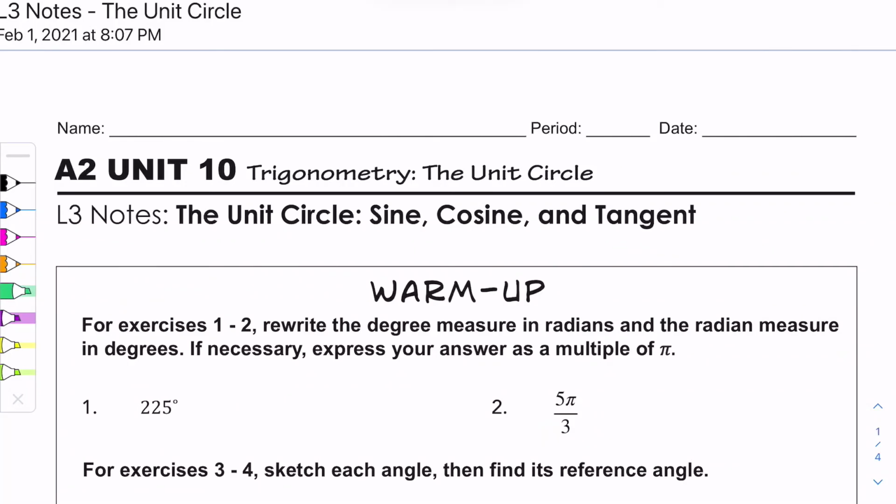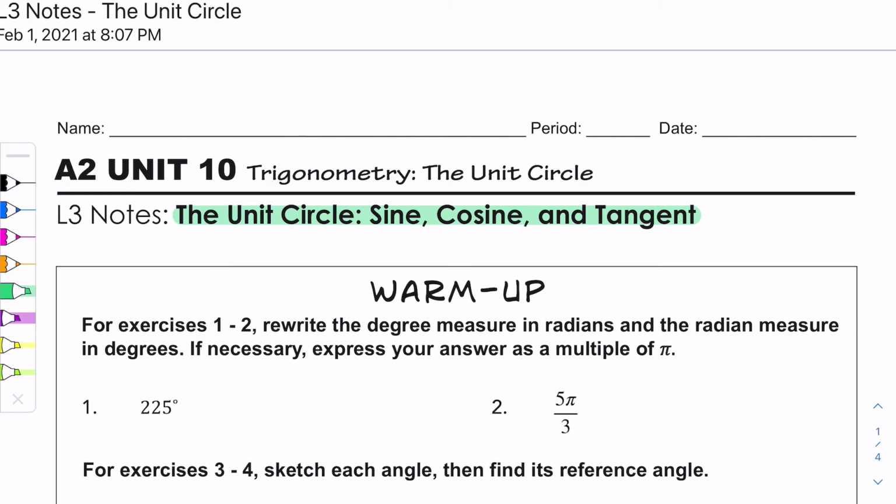Today we're going to learn about the unit circle, specifically sine, cosine, and tangent on the unit circle. When you're finding sine, cosine, and tangent on the unit circle, you're going to have to use a concept that was taught in geometry, and it was called special right triangles. Special right triangles includes 30, 60, 90, and 45, 45, 90 triangles.